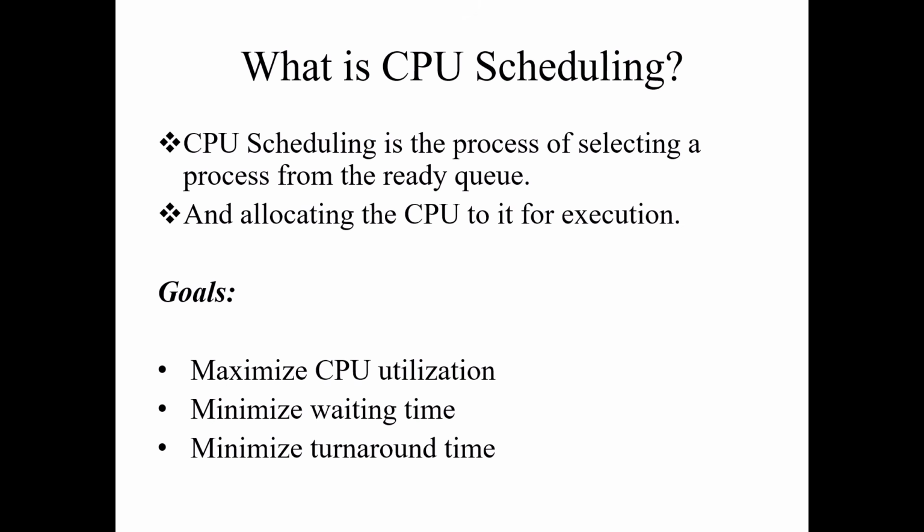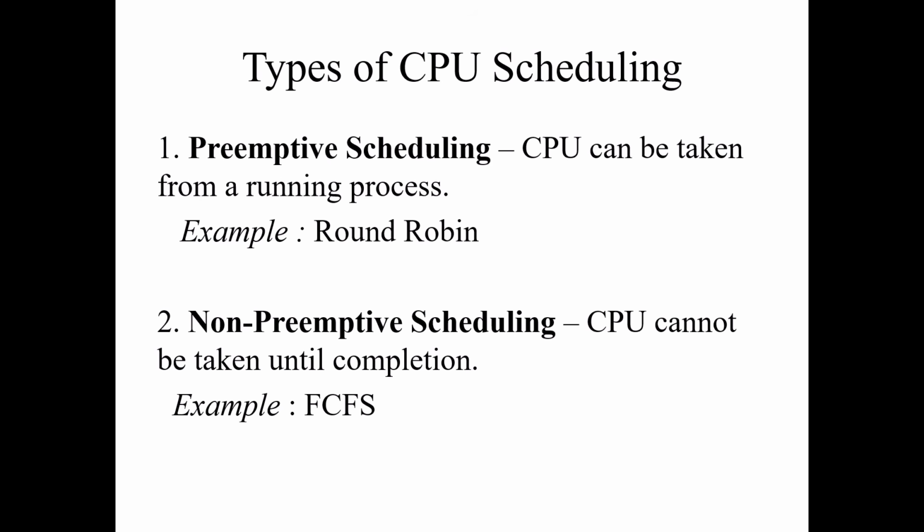Next, what is meant by scheduler? The scheduler decides which process should be executed next based on the particular scheduling algorithm. The main goals of CPU scheduling are to maximize the CPU utilization, to minimize the waiting time, and to minimize the turnaround time.